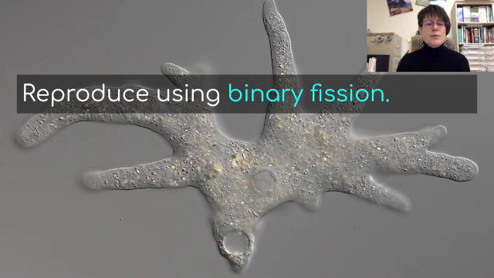They also reproduce using binary fission. So they duplicate and split their genetic material, and they would form two nuclei. And say in this area here, maybe this is pinching off, and this could form into one amoeba and this into another amoeba.